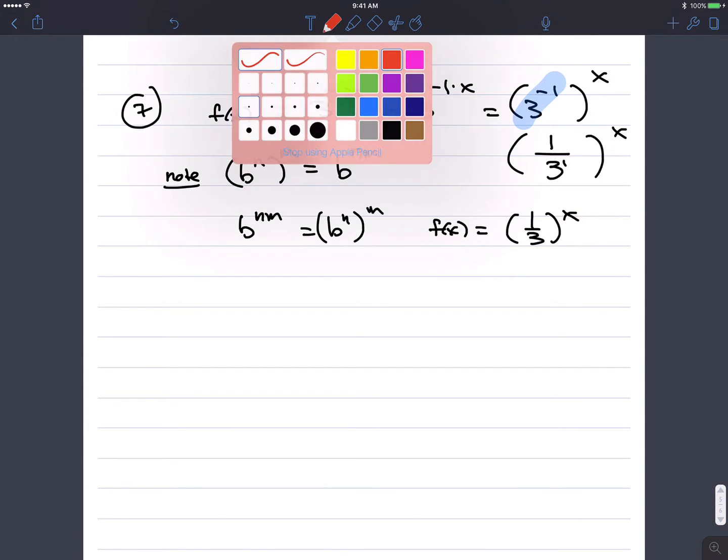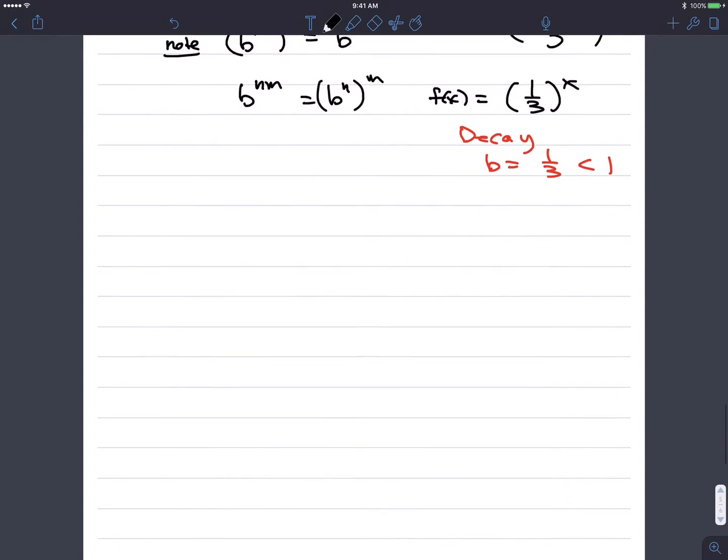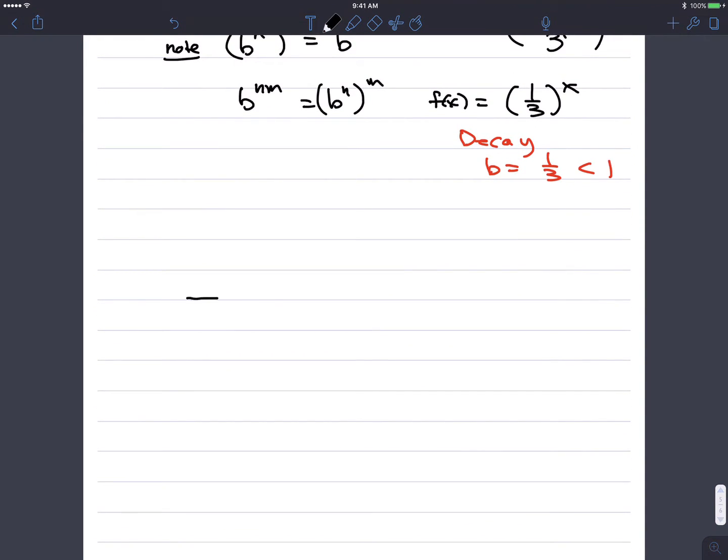So is this growth or decay? Decay. This is decay. You say why? Because the base is 1/3 and it's smaller than 1. That's why it's decay. All right, you okay with that? Okay. If they want us to sketch, just sketch a good old decay curve.